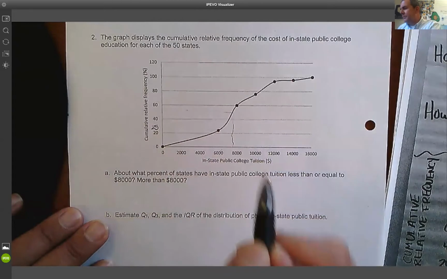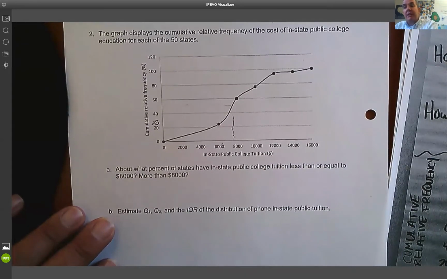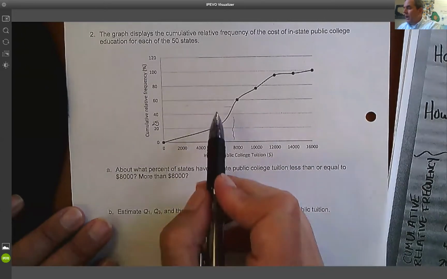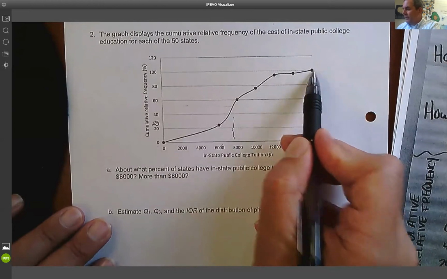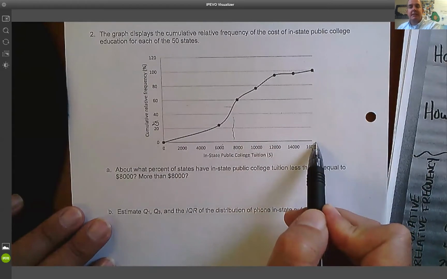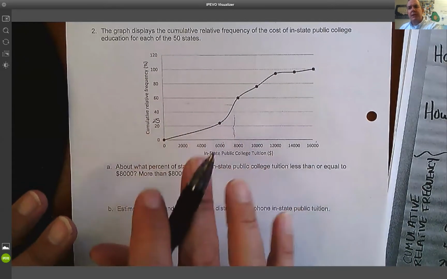If we wanted to look for the median, it would be right about here, 50%. We drag it down to the bottom, and we would say that the median is somewhere between $6,000 and $8,000, so maybe about $7,000. And then the maximum value, the highest one: it looks like the highest in-state tuition is about $16,000. So that is what an ogive curve is and how we read it.